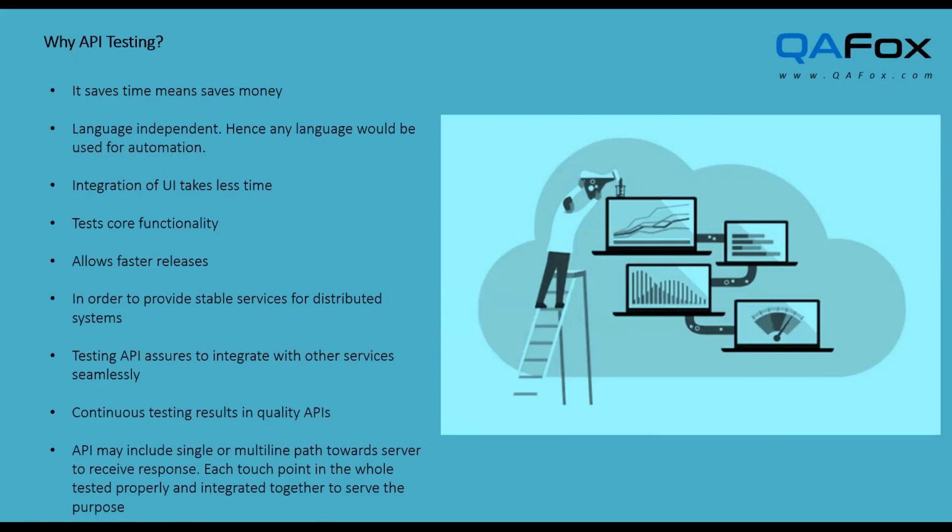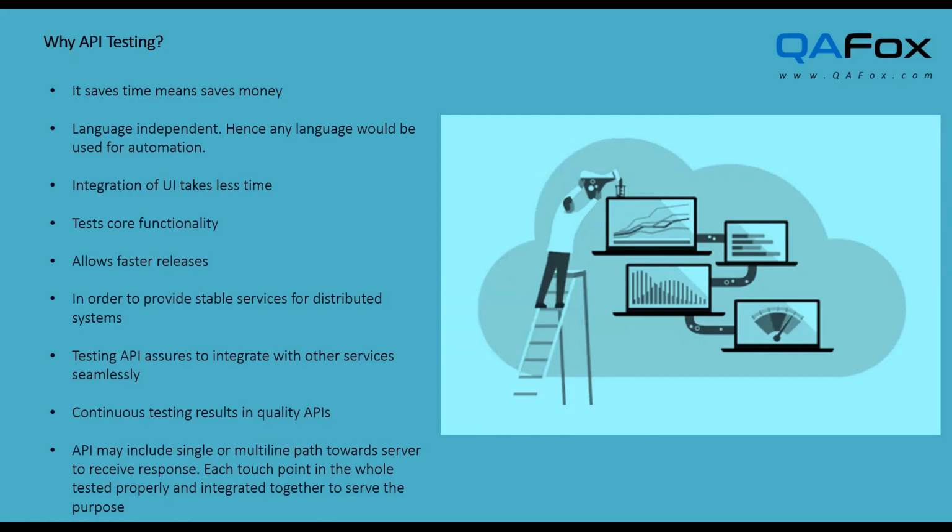So not only in API testing, but in any kind of testing, like user interface or automation testing, any kind of testing you could take, continuous testing is required for the quality of that particular system. So the last thing is a very important thing.